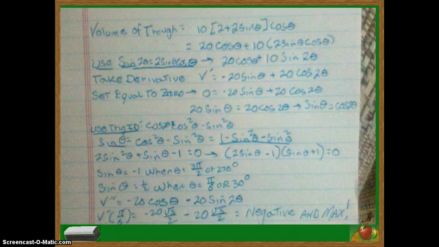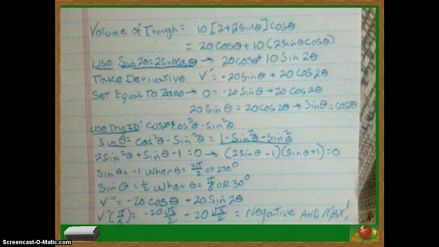This can equal 0 when sine of theta equals negative 1. That would happen at 3 pi over 2 or 270 degrees, which really doesn't make any sense because you can't have two angles with the trapezoid of that angle. Or it will happen when sine of theta equals 1/2. And that does happen when theta equals pi over 6 or 30 degrees. So that's our critical number.